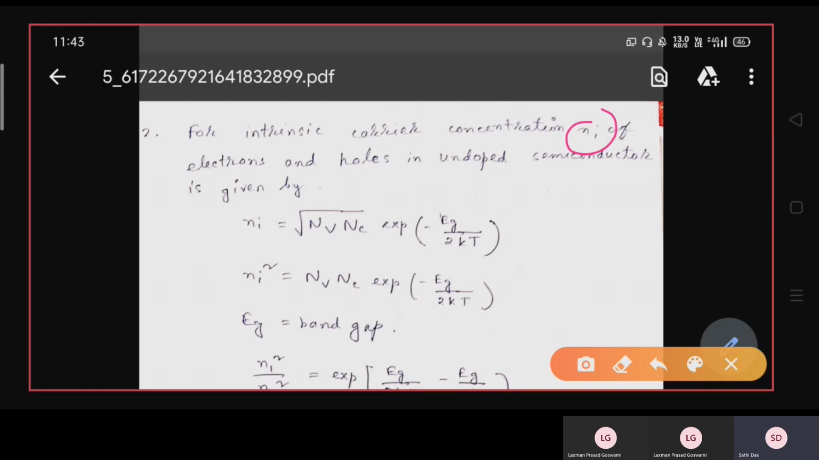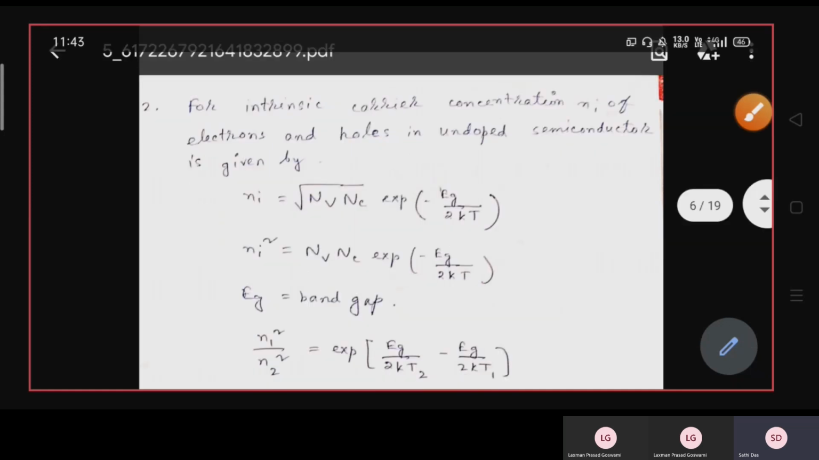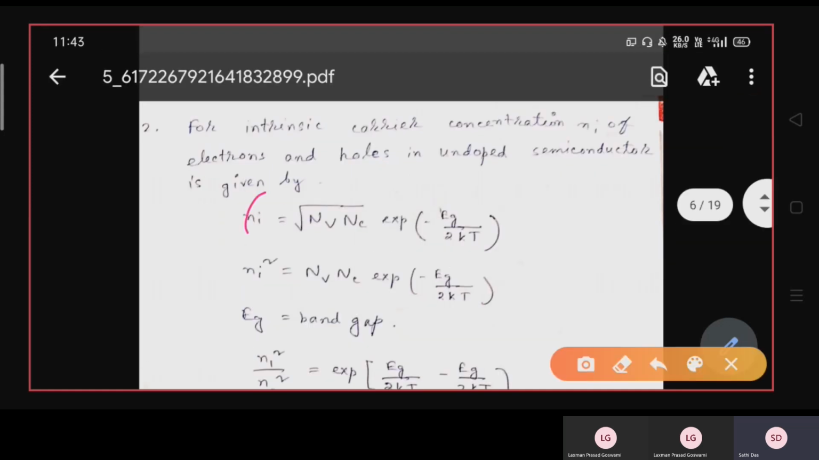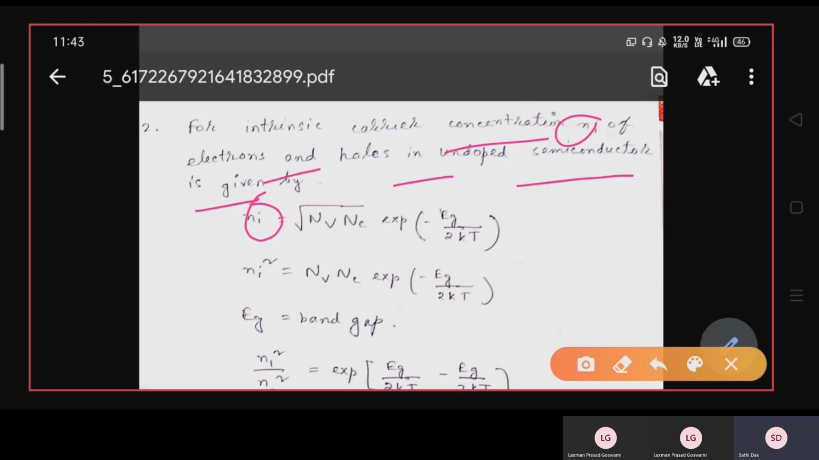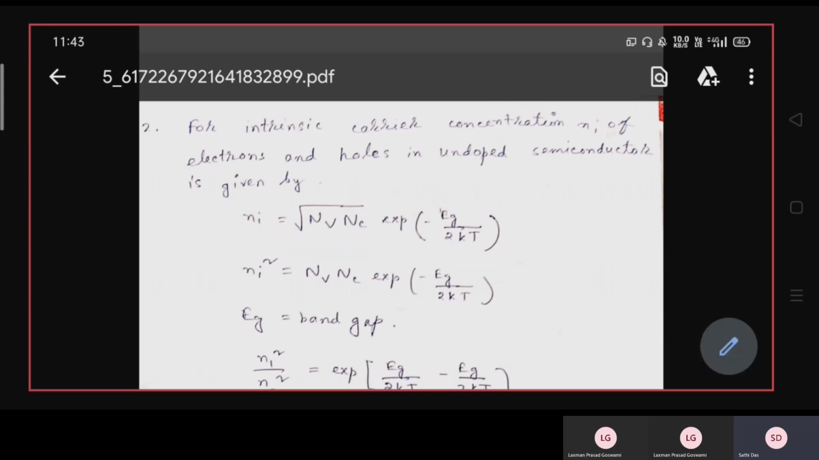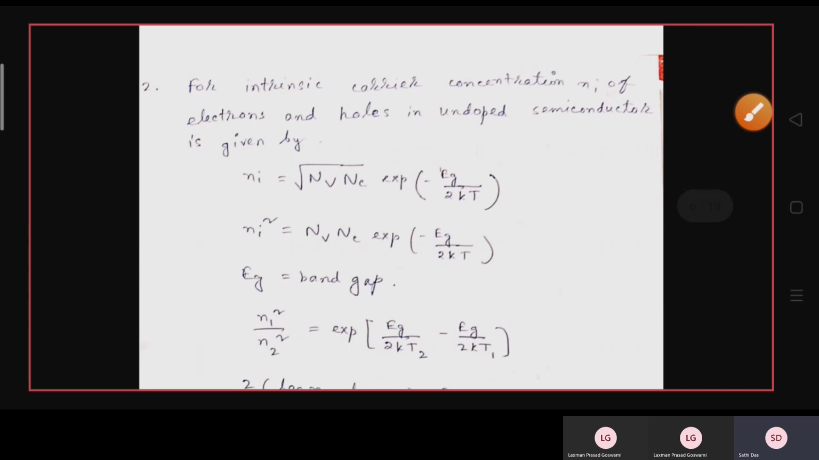So we have to use the data. The intrinsic carrier concentration Ni of electrons and holes in an undoped semiconductor, that is the intrinsic semiconductor, is Ni equals root over Nv into Nc times exponential minus Eg divided by 2kT, where Nv and Nc are the density of states in the valence band and in the conduction band.